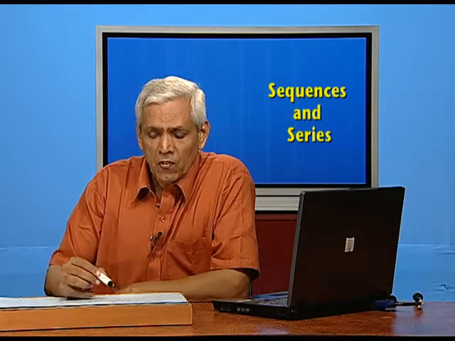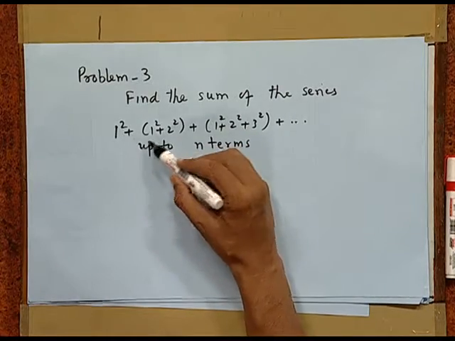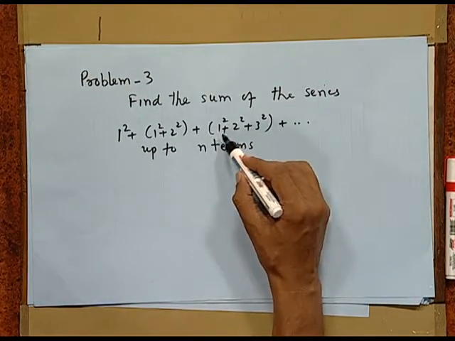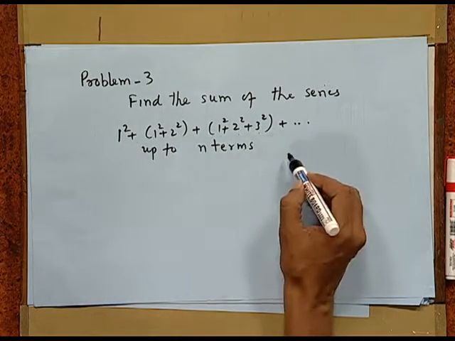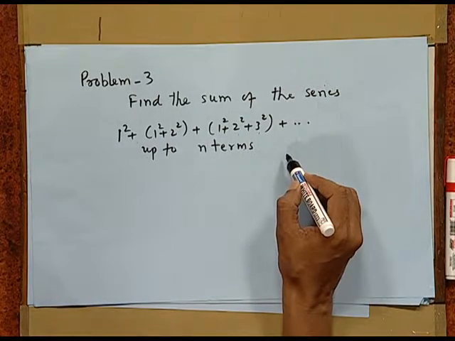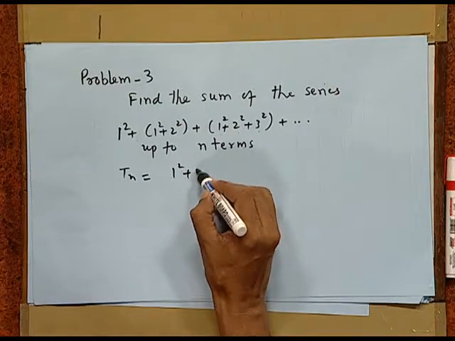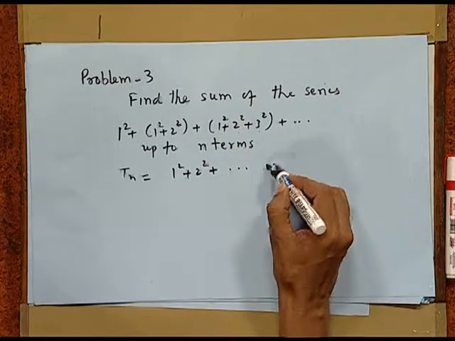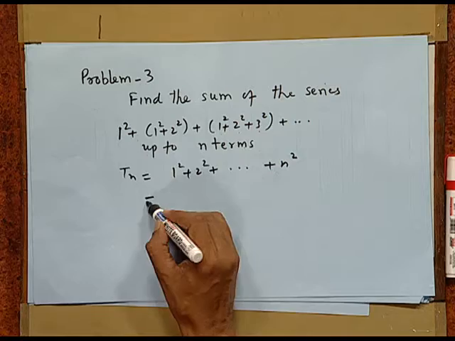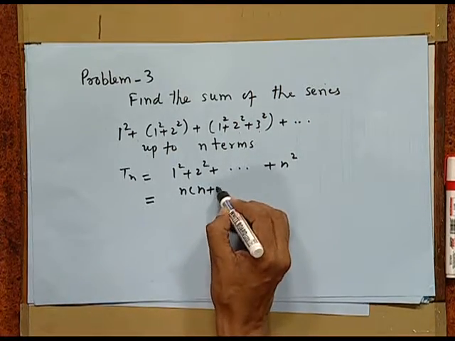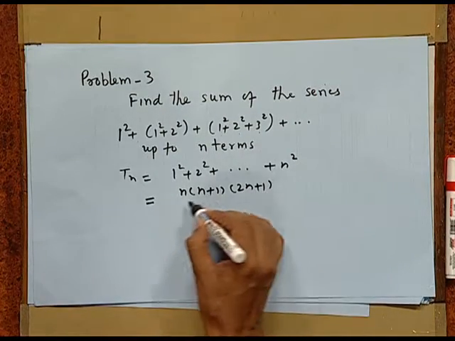The next problem is find the sum of the series 1 square plus 1 square plus 2 square plus 1 square plus 2 square plus 3 square and so on up to n terms. Here again the nth term is not given. Moreover, here the nth term itself is a series. For instance, here t n is 1 square plus 2 square and so on up to n square. So, the nth term itself is the sum of some other series. So, we first find the sum and we know the sum already, that is n times n plus 1 times 2 n plus 1 upon 6.